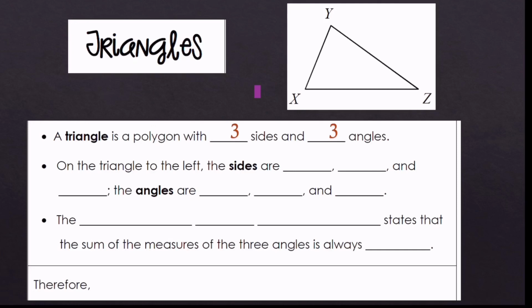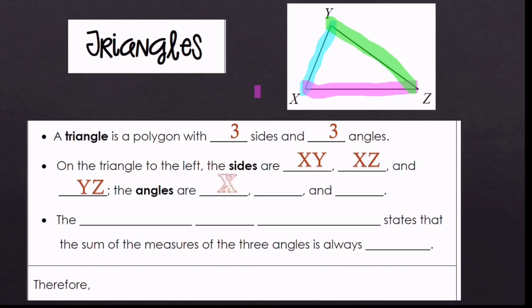So the triangle to your left, in my picture it's above, the sides in this triangle are XY, XZ, and YZ. We name a side of a triangle by the letters where the side begins and ends. Now the angles in this triangle are angle X, angle Y, and angle Z. It is very, very important that you can identify the sides and the angles in a triangle.